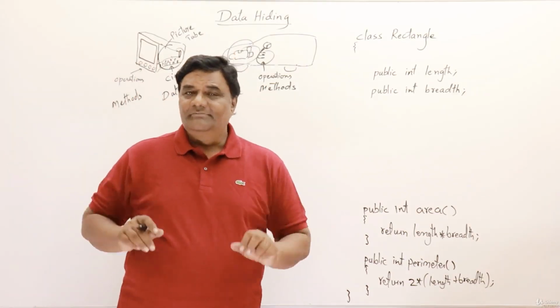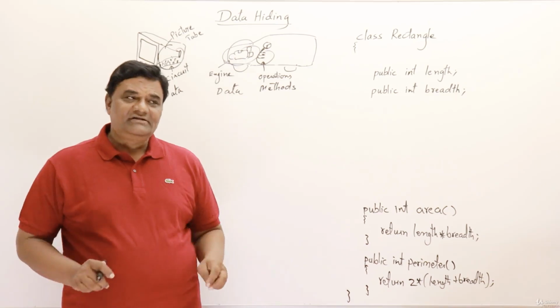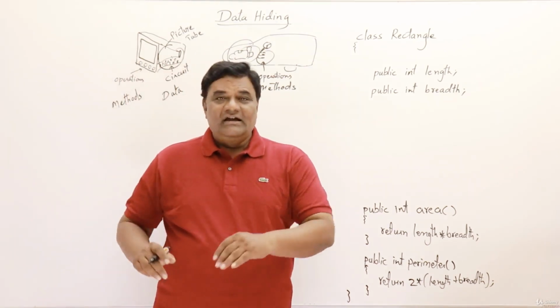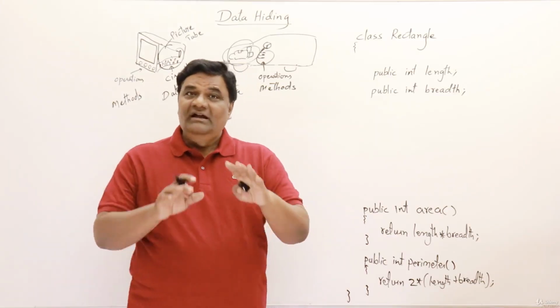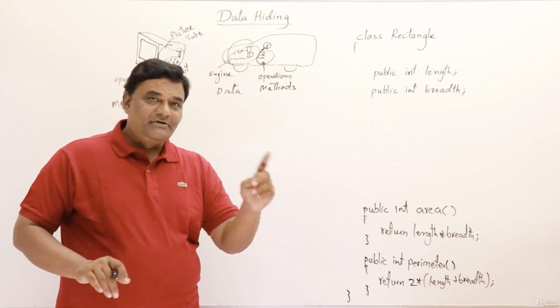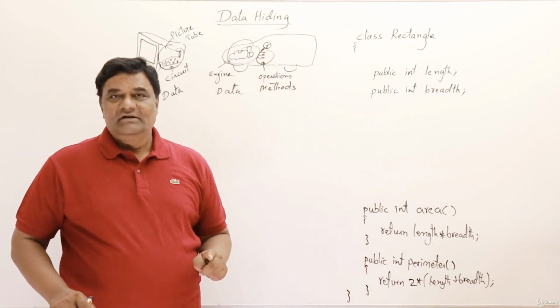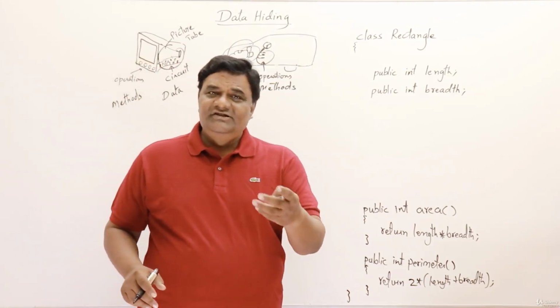So from these two examples, we can come to the conclusion that usually data is hidden and the operations are made visible. The operations, or the methods, are performed over the data only. This is a common practice in every engineered product.